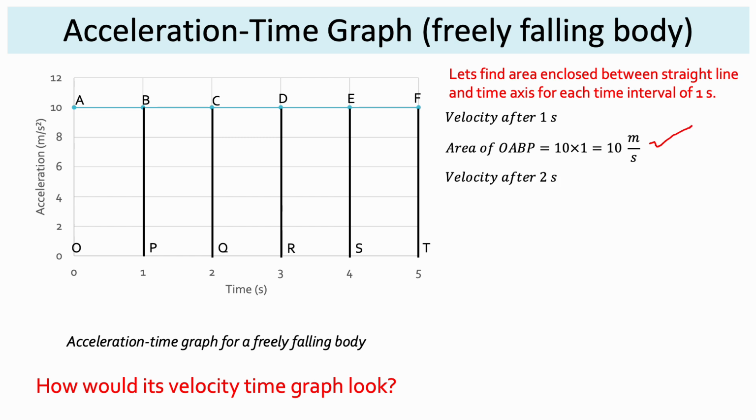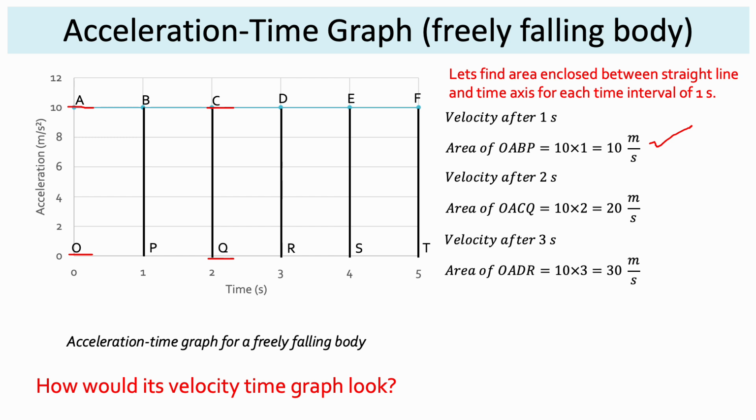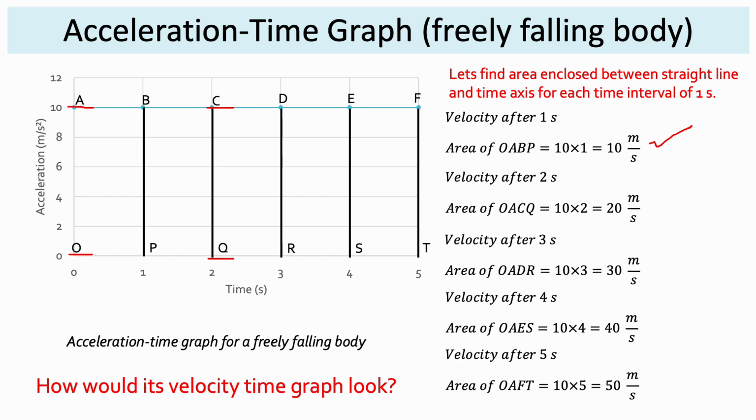What is the velocity after 2 seconds? Area of this entire rectangle, OACQ. It is not PBCQ, it is OACQ. So that would be 20 meters per second. Similarly, velocity after 3 seconds would be 30 meters per second. Velocity after 4 seconds would be 40 meters per second. And velocity after 5 seconds would be 50 meters per second.